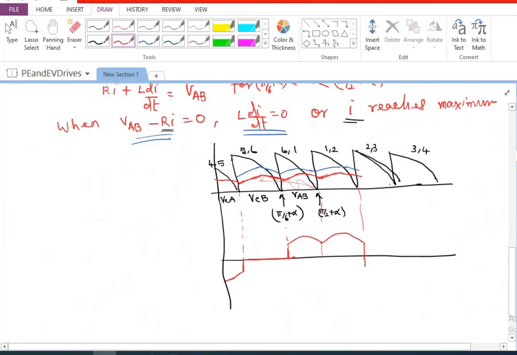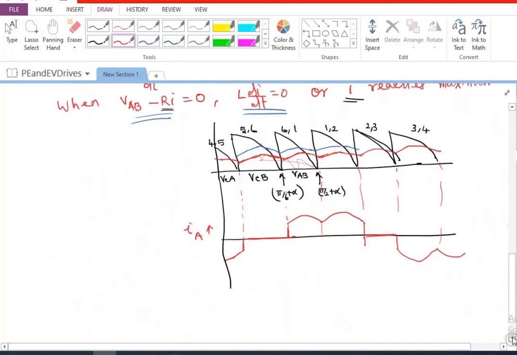And then when 2 and 3 are conducting, I'm going to have zero current again. Whereas when 3 and 4 are conducting, I'm going to have a current which is exactly opposite to what was happening in the load. So I'm going to have the load current somewhat like this. So this is the way I will have IA.